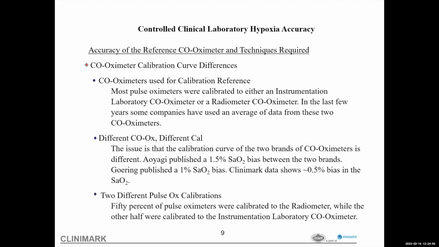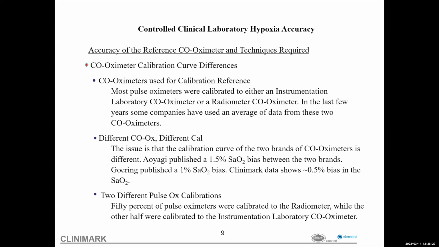Now, there is a difference in co-oximeter calibration curves. The co-oximeters are used for the calibration reference, and most pulse oximeters were calibrated to either an IL, Instrumentation Laboratory co-oximeter, or a Radiometer co-oximeter. In the last few years, some companies have used an average of data from the two co-oximeters. Different costs, different cals. The calibration curve of the two brands is different.